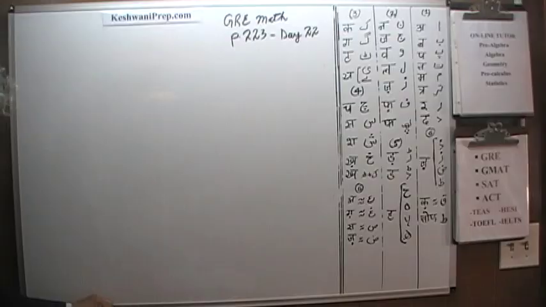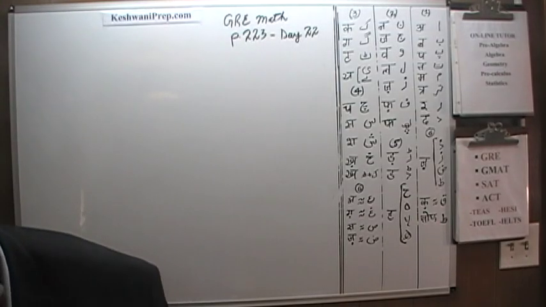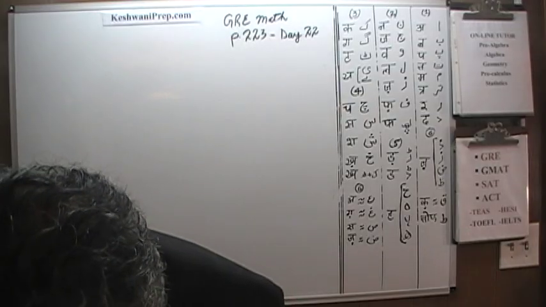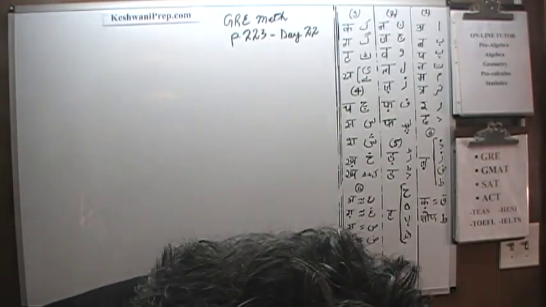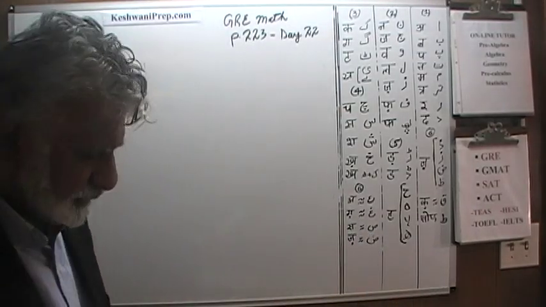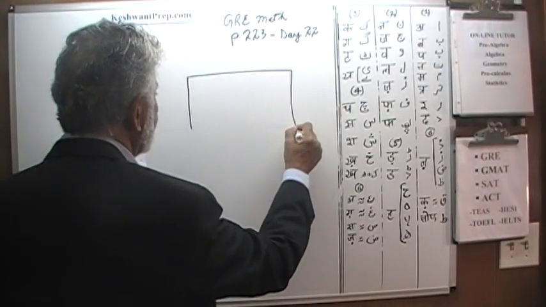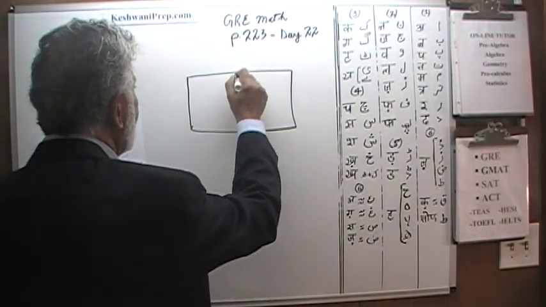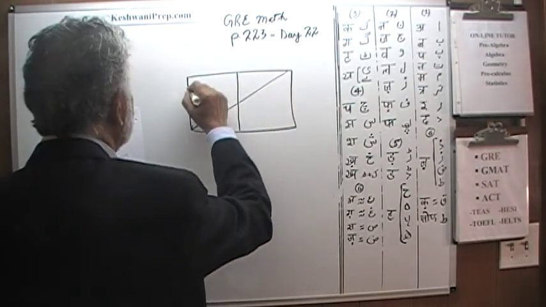Let's do the next one on the same page, problem number 2. Actually, we are on the next page now, page number 224. We are given this picture. It looks like this. This is the shaded part.